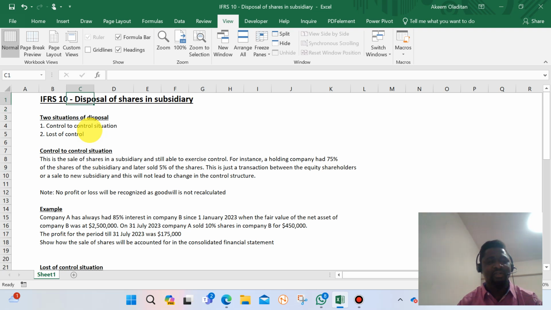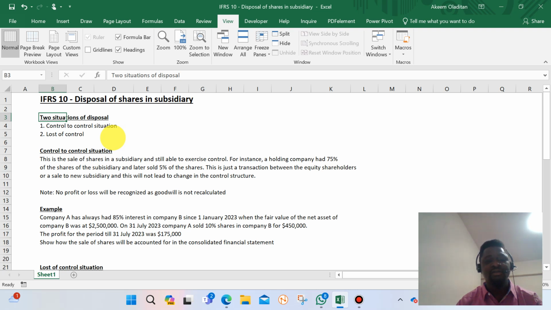Today we'll be discussing disposal of shares in subsidiary. This disposal of shares in subsidiary is part of IFRS 10. So I'll be discussing in detail, and I'll be discussing in two different scenarios.